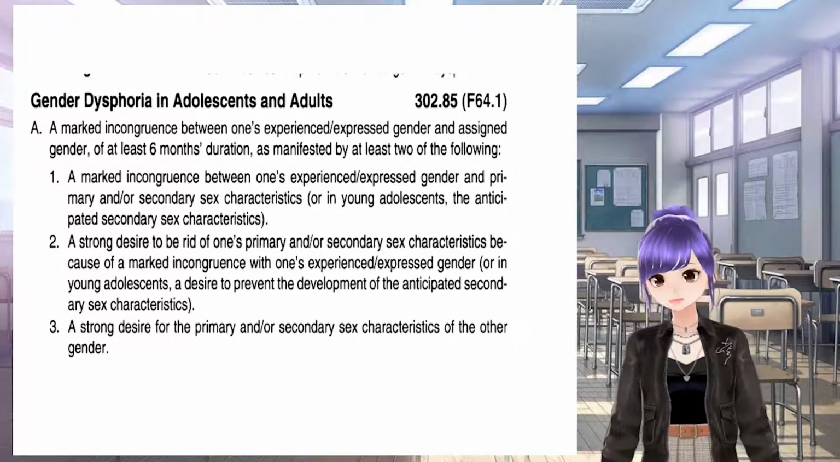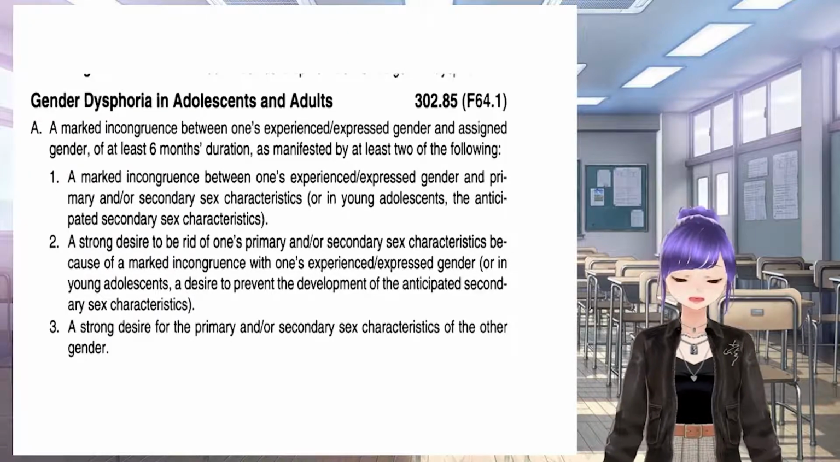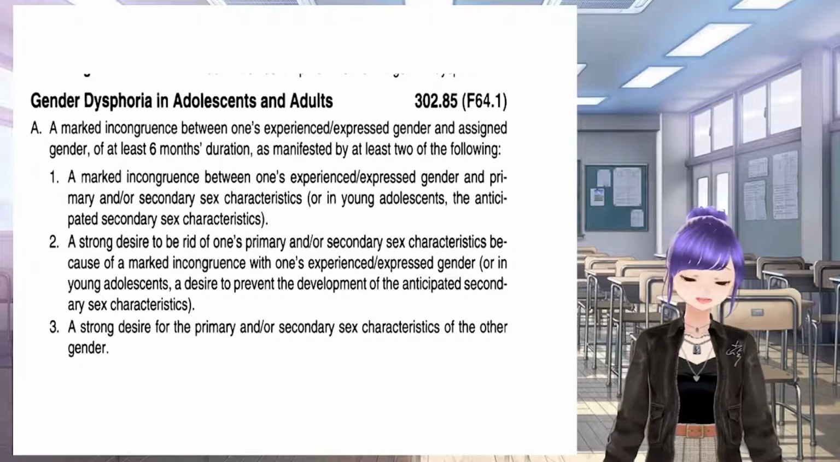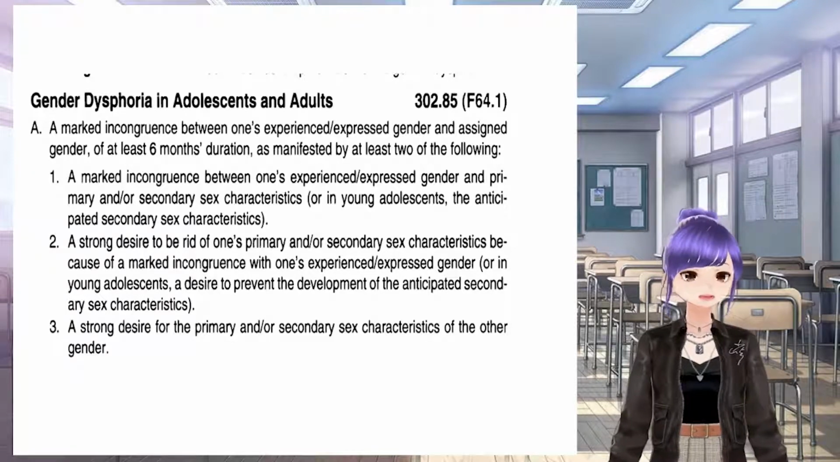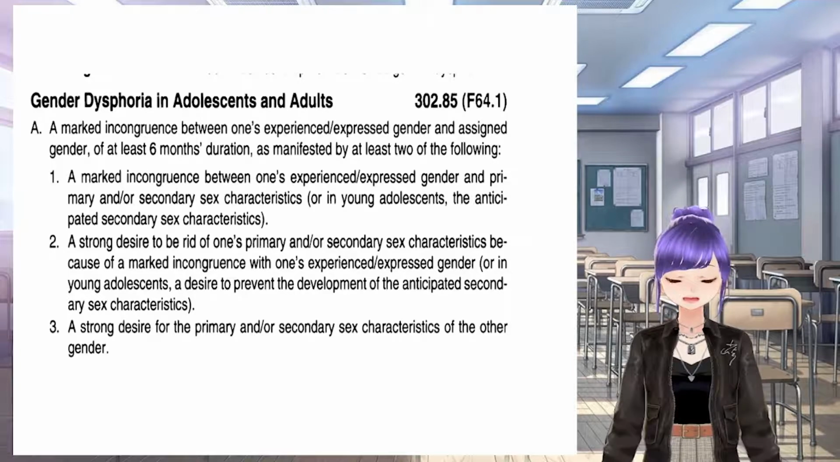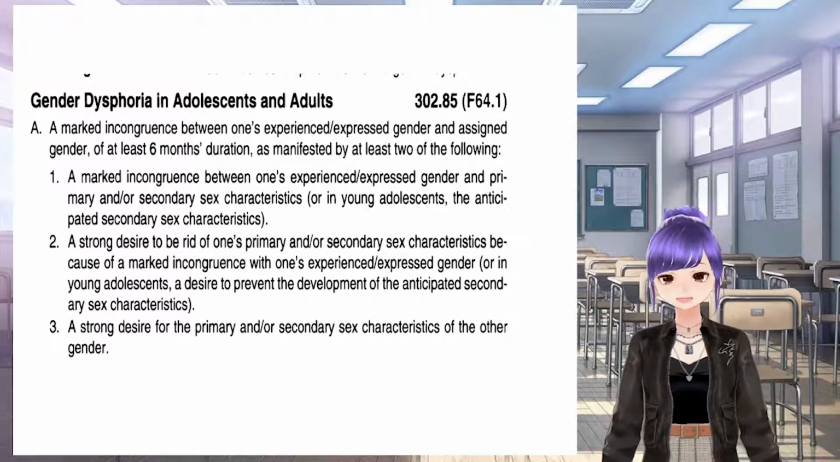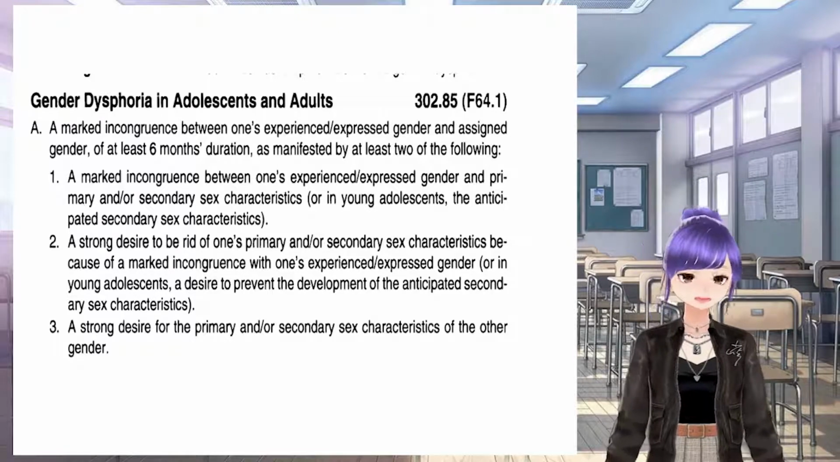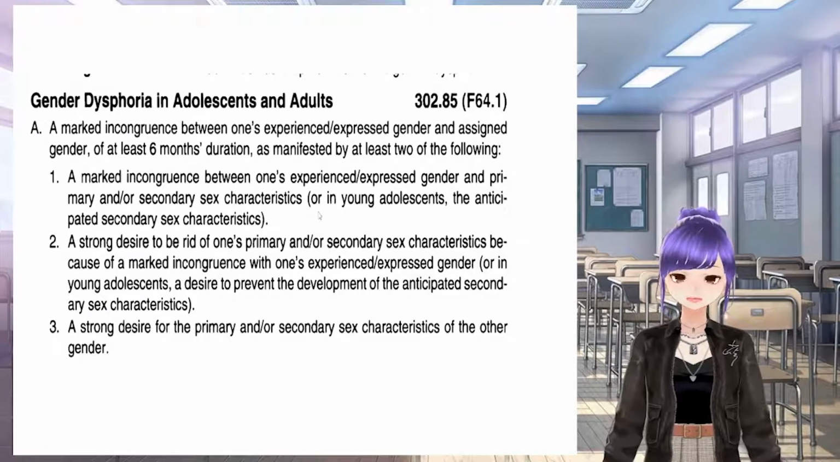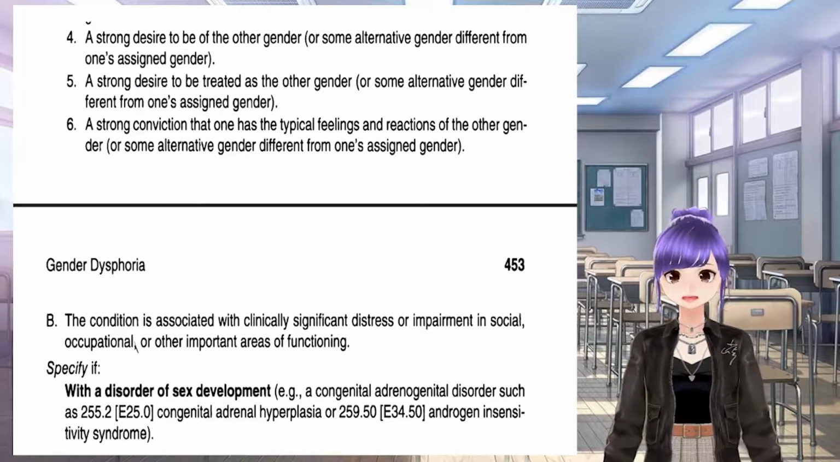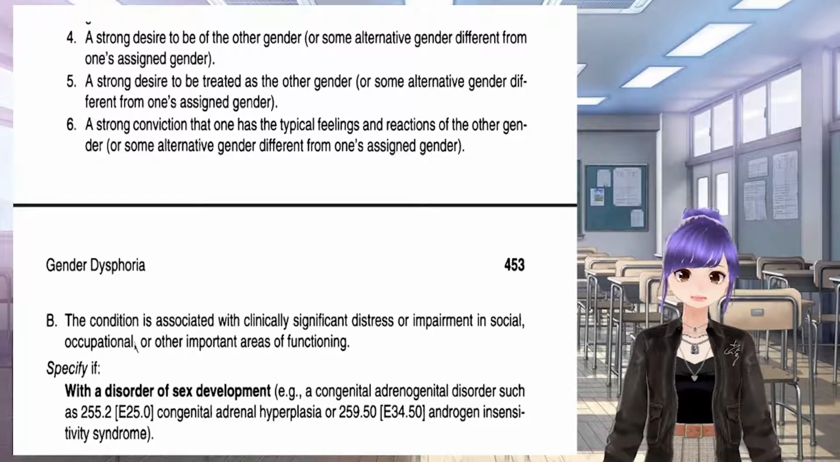Number 2, a strong desire to be rid of one's primary and or secondary sex characteristics because of marked incongruence with one's experienced or expressed gender, or in young adolescents, a desire to prevent the development of the anticipated secondary sex characteristics. Number 3, a strong desire for primary and or secondary sex characteristics of the other gender. Number 4, a strong desire to be of the other gender or some alternative gender different from one's assigned gender.